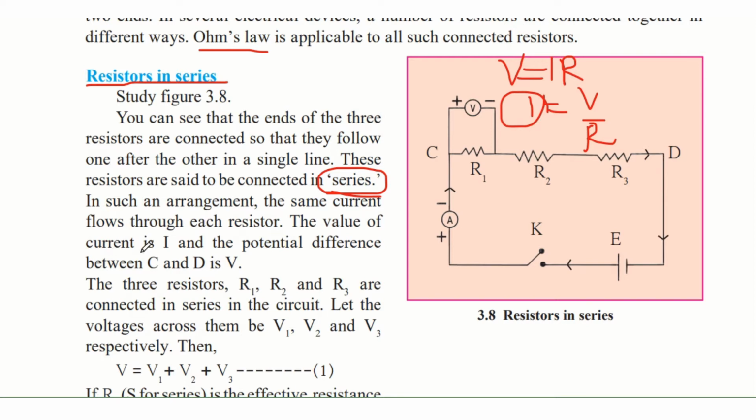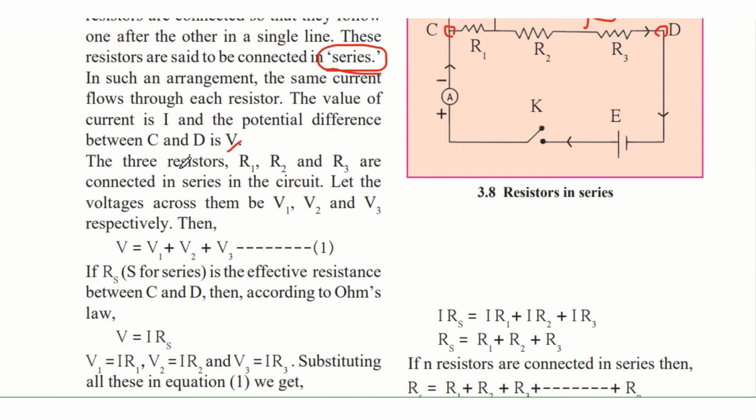The value of current is I and the potential difference between C and D is V. So, C and D are the common points across all of this, and between these two points, the potential difference is V. The three resistors R1, R2 and R3 are connected in series in the circuit. So, now we have to find out what will be the effective resistance, that is the total resistance R in this whole circuit. We have to take the voltages across each of them to be V1, V2 and V3.